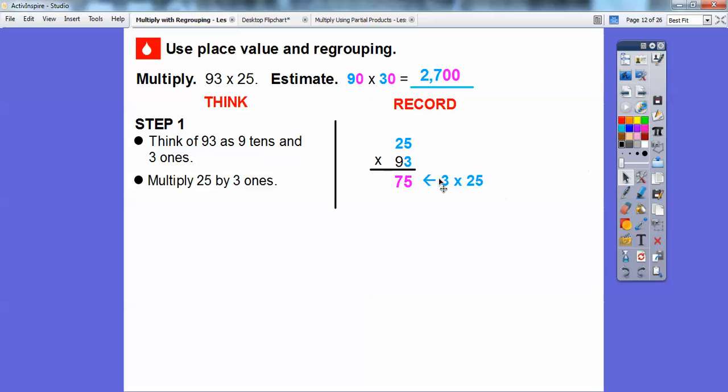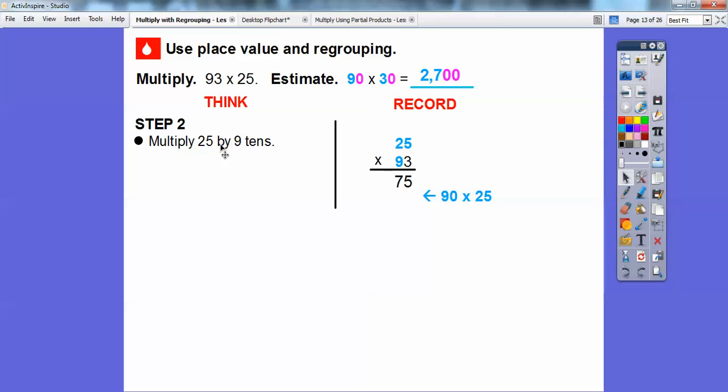And what we could have done is 3 times 5 is 15, and then we would have carried the 1 over here, regrouped the 10 from the 15, and did 3 times 2 is 6, so that would be 60, and we'd add that carried over 1, so it would be 70, 75 right there. And then our second step is we're going to multiply the 25 times the 9 tens right here. So 25 times 9 tens.